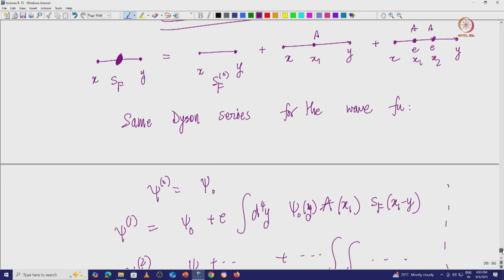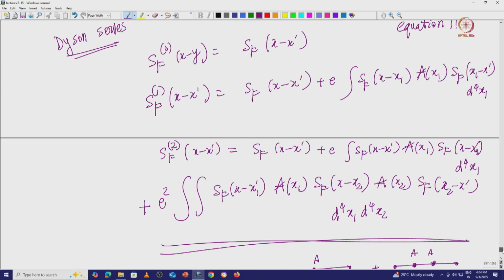You can write it as a series and solve it for each insertion of the interaction. With one interaction you get this equation, with two insertions of the interaction terms you get this equation, and so the interacting propagator can be written in this fashion. Remember, this is a Dirac propagator, and you can do the same thing for the wave function and also for the photon propagator, which you derived for free particles.